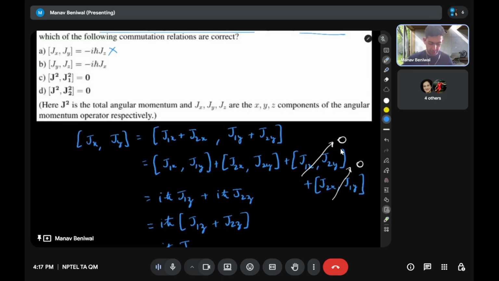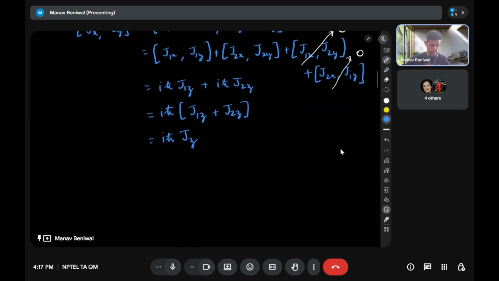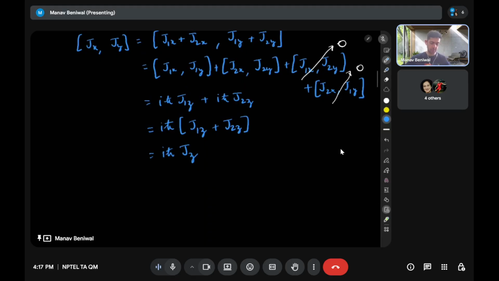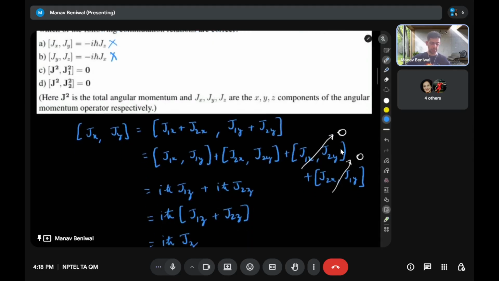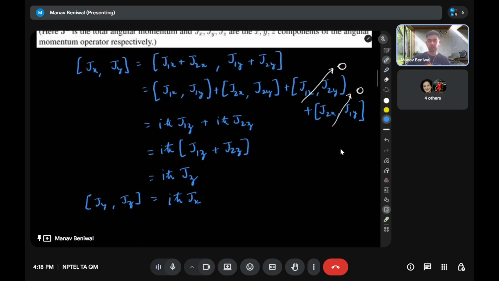Similarly, if we change x to y and y to z, what will we get? Because of this cyclic relationship, we know that we will get iota h cut times jx. Again, there is an additional minus sign which is coming here, so this is also incorrect. You can solve it explicitly like we have done for the first one, and you will get the same thing. For the time being, I am not going to repeat the same calculation. Just change x to y and y to z, and you will get the same relation.